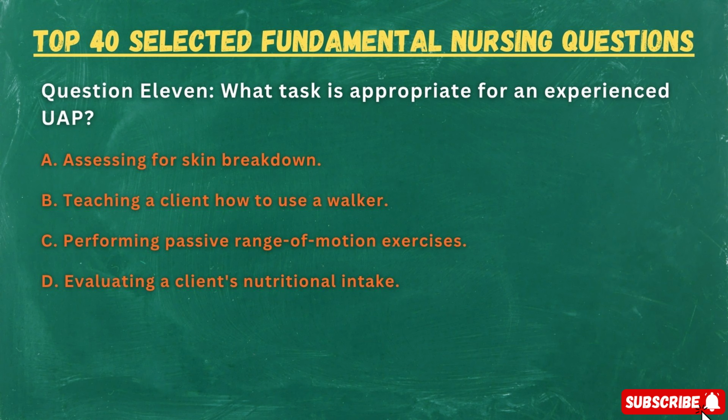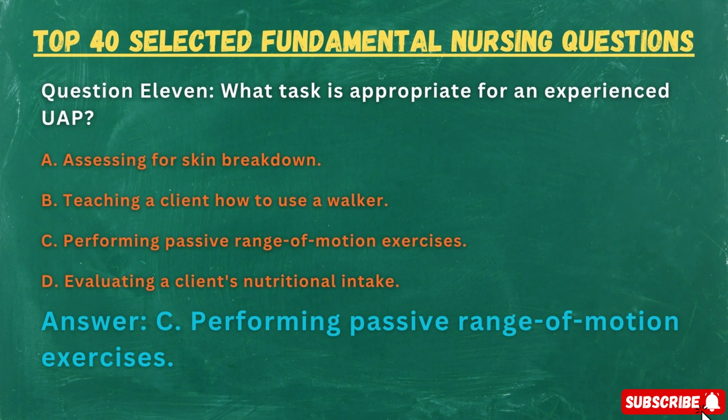Question 11. What task is appropriate for an experienced UAP? A. Assessing for skin breakdown. B. Teaching a client how to use a walker. C. Performing passive range of motion exercises. D. Evaluating a client's nutritional intake. Answer. C. Performing passive range of motion exercises.